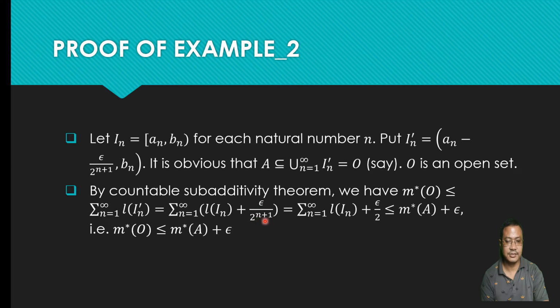But this summation is going to be a geometric series. The sum of that geometric series is epsilon by 2. So we are writing here: summation n going from 1 to infinity of length of I_n plus epsilon by 2. That is less than or equal to, from the definition, m star A plus epsilon by 2. So if you add up another epsilon by 2, you'll get m star A plus epsilon. So outer measure of O is less than or equal to m star A plus epsilon. That is what we wanted to prove.